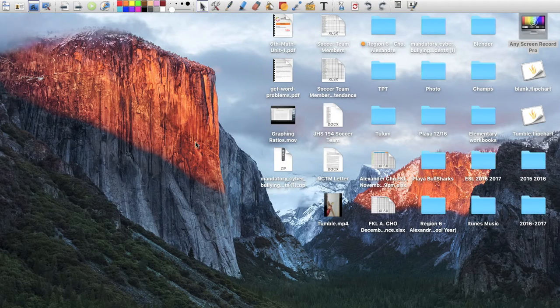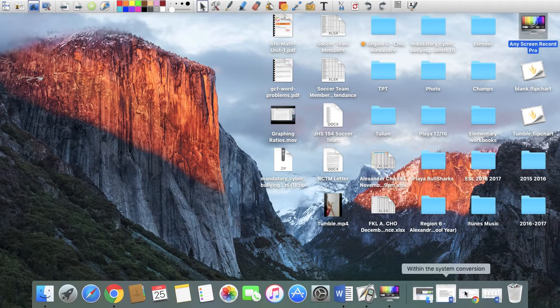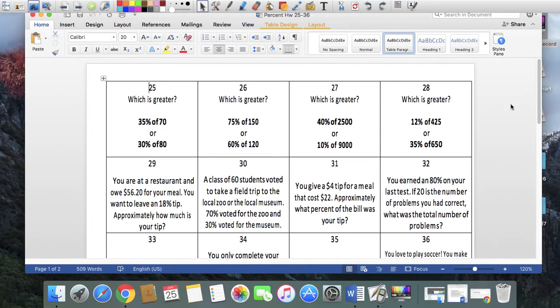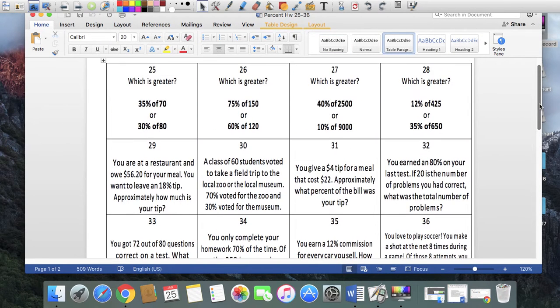Okay, so this is percent handout part 3, which would be Friday's assignment. Let's have it ready. Okay, so let's go.